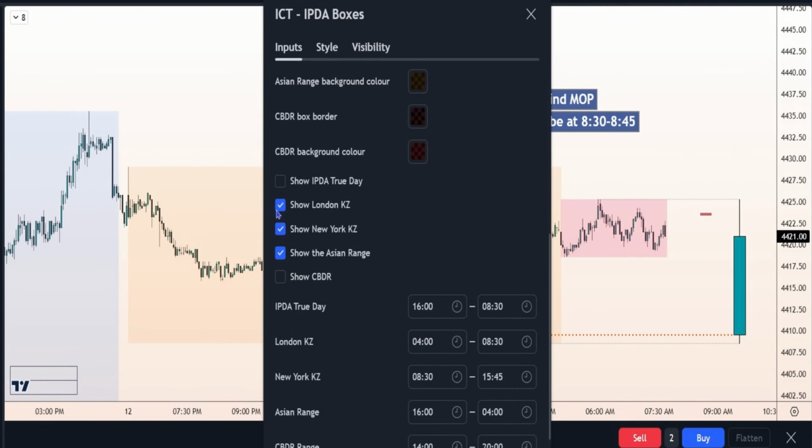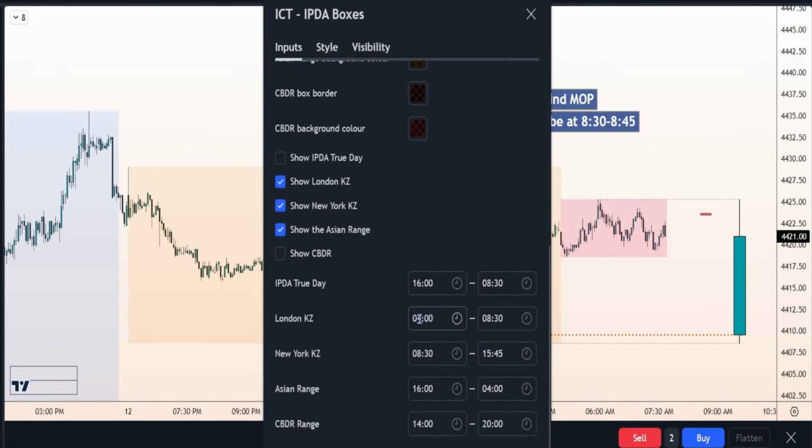And then we're just going to have show London, show New York, show Asia range. You're going to change the London to 4 a.m., but it's actually going to show up as 5 a.m. on your chart. For some reason, there's a discrepancy, an hour between what shows up on the chart and what's here. So London will be 5 a.m., but it will show up as 4. So change it to 4 and then 8:30, and that will be 5 to 9:30. New York is going to be 8:30 to 15:45, but it's actually going to be 9:30 to the market close. And then Asia range is just going to be the overnight session, 1600 to 4 p.m.